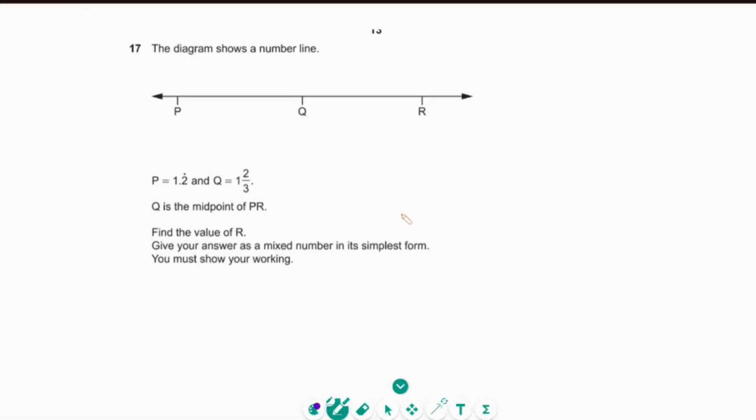The diagram shows a number line. We've got P, which is at 1.2 recurring. We have Q, which is at 1 2/3. Q is the midpoint of PR. Find the value of R.